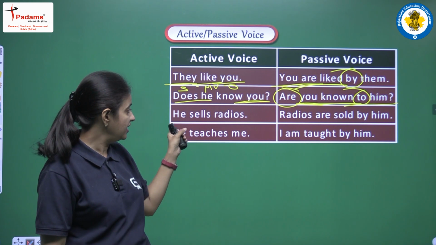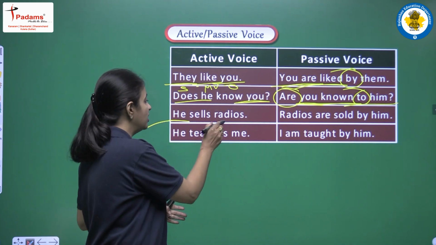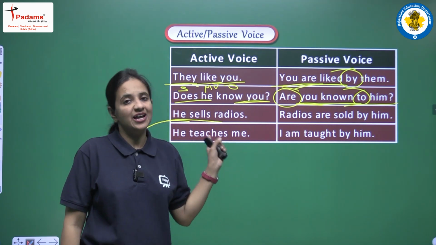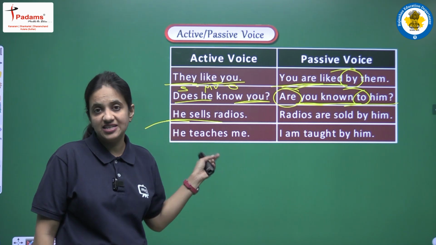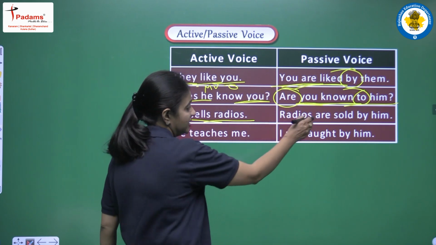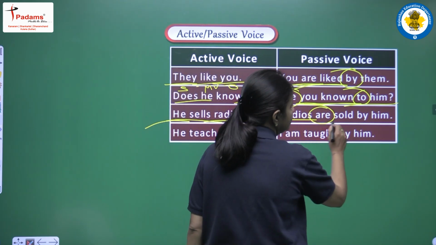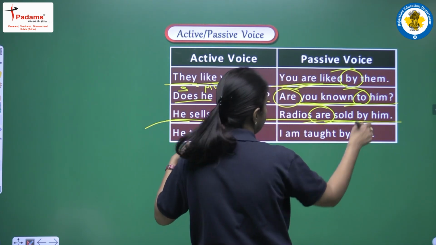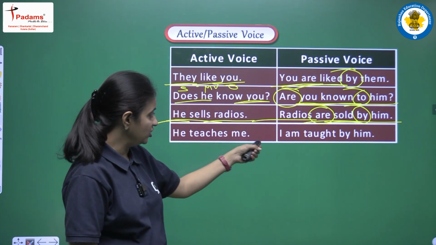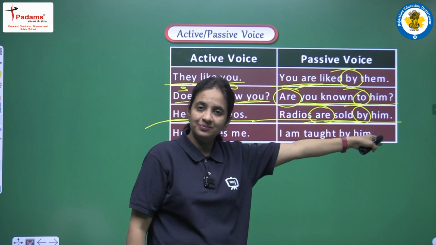Next is: he sells radios. He, this is a singular noun, and with a singular subject, singular noun, we are having first form plus s or es, and because of this thing we can say this is present simple tense. And now we have to use is, are or am. Our object is radios. Radios is a plural thing, so we have to use are. Third form sold, and he will be him, and we have to add by. So the sentence is he sells radios, and passive voice will be: radios are sold by him.